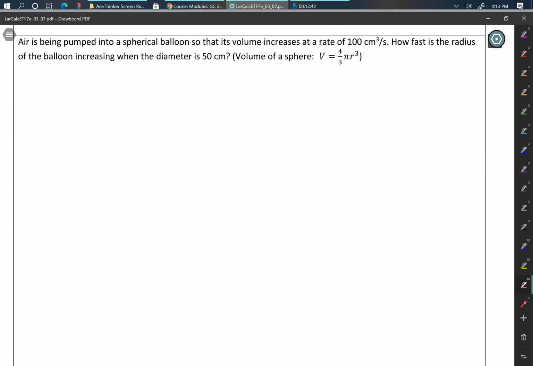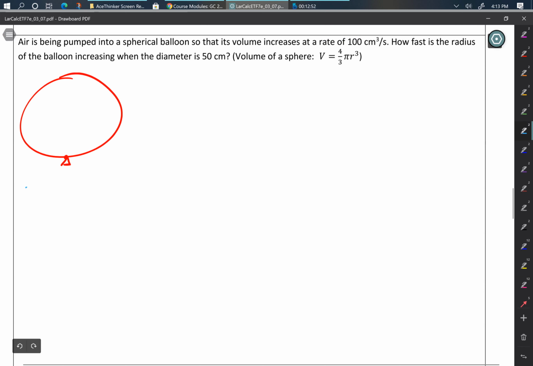Okay, so here's what I'm seeing, and of course in my world, balloons are red. Then there's the air hose. The air hose will be blue. And air is going into this balloon so that its volume is increasing at a rate of 100 cubic centimeters per second. How fast is the radius of the balloon increasing when the diameter is 50 centimeters?